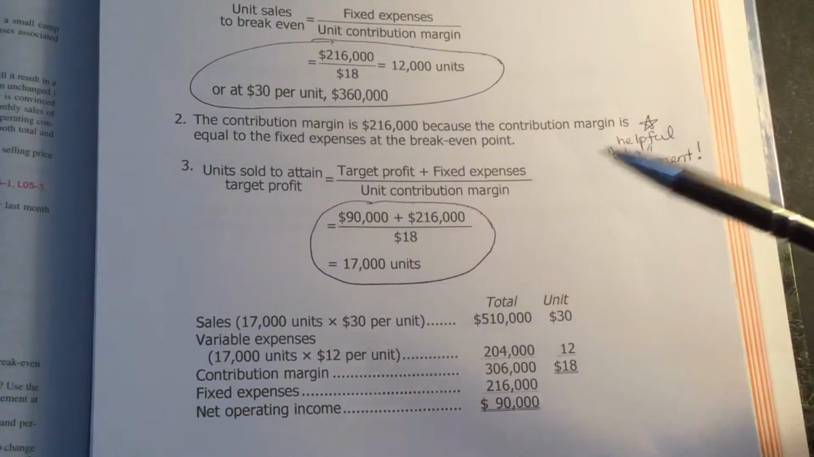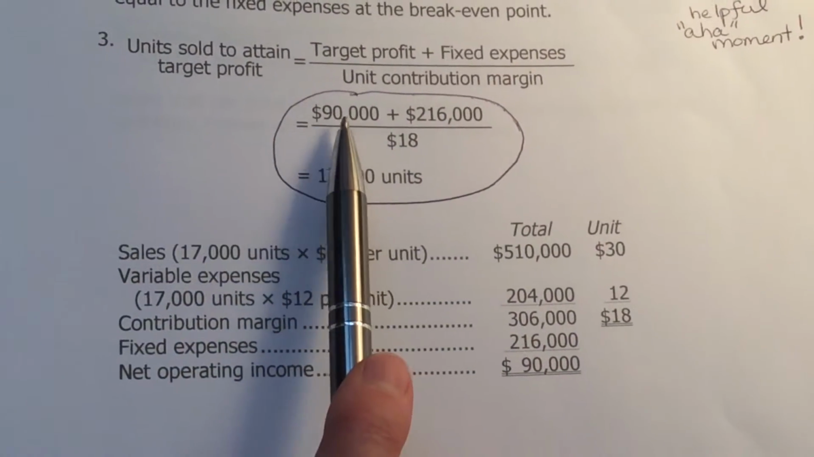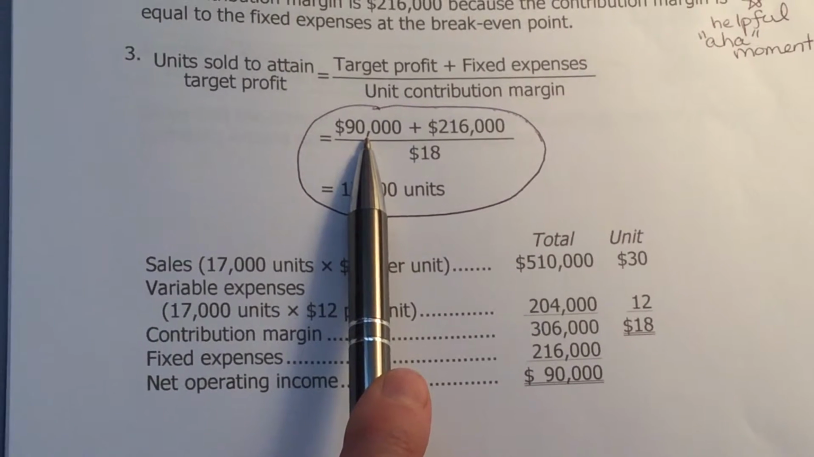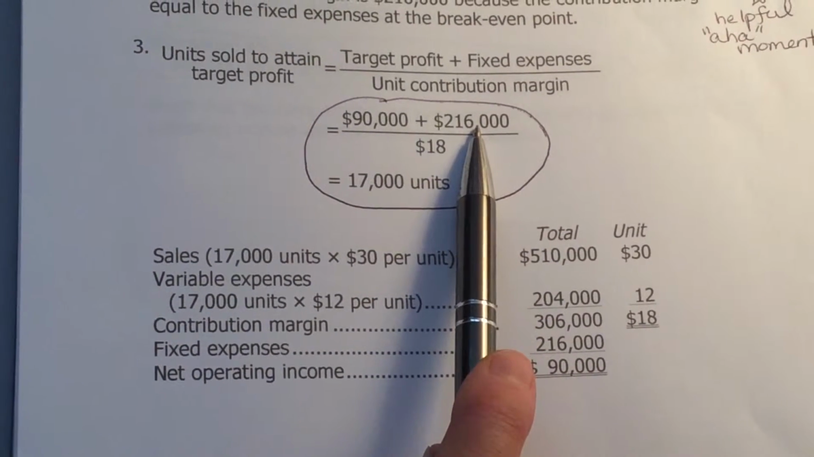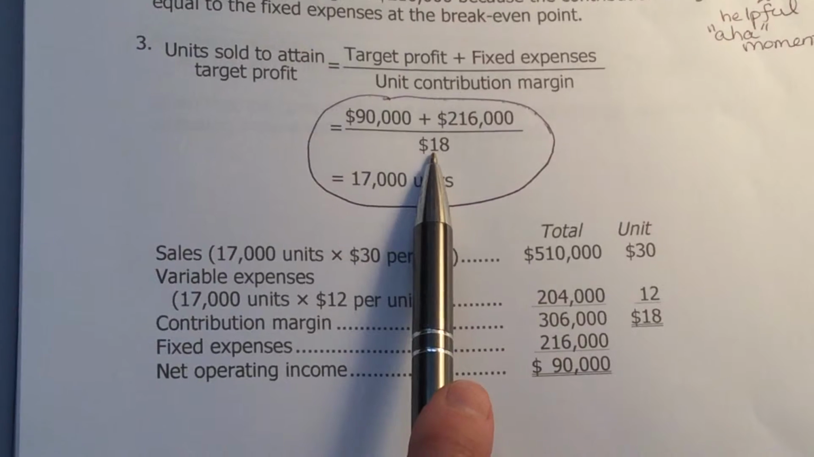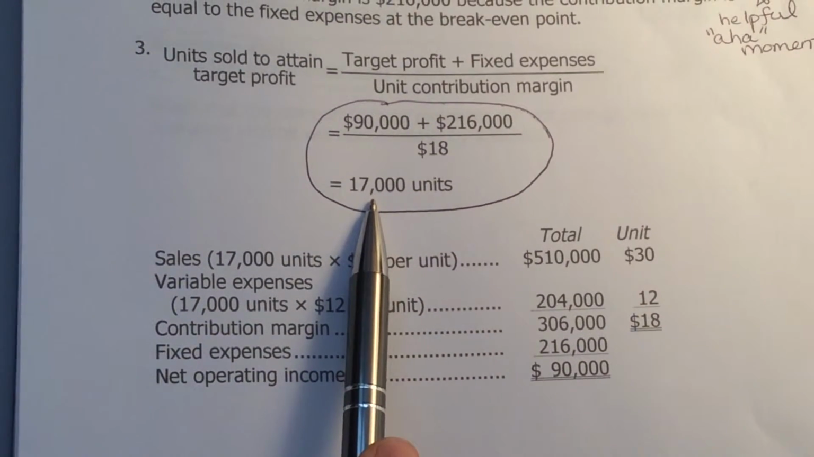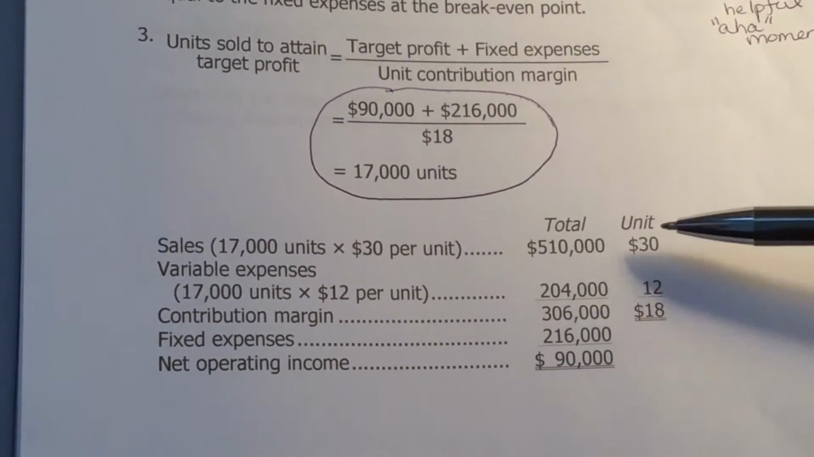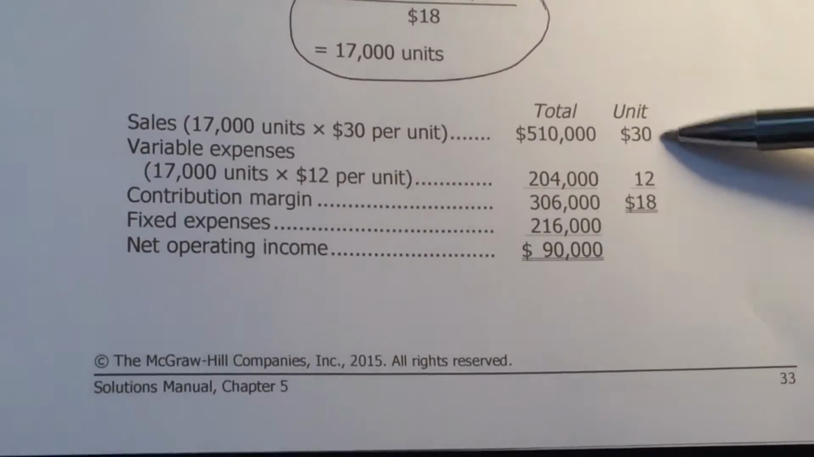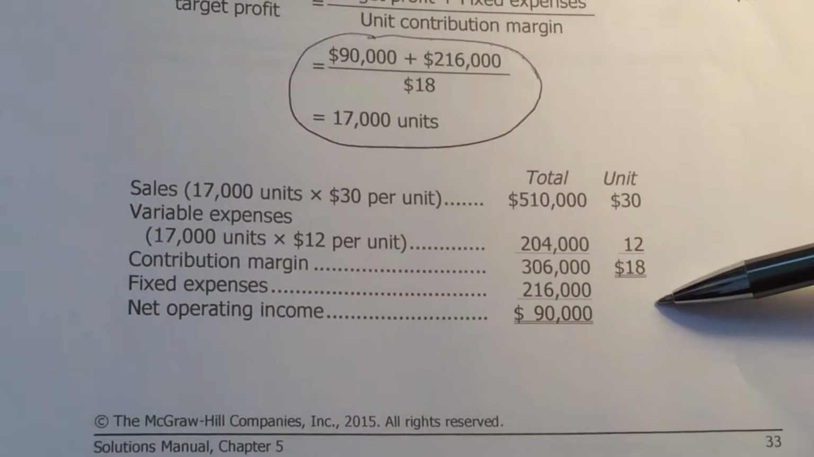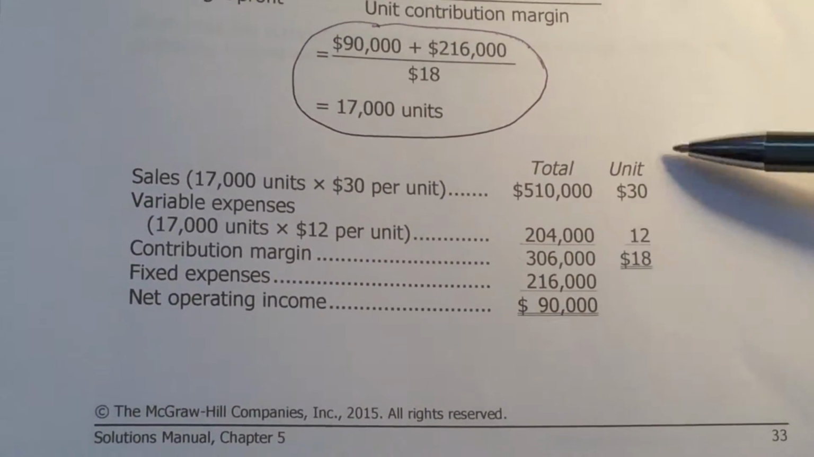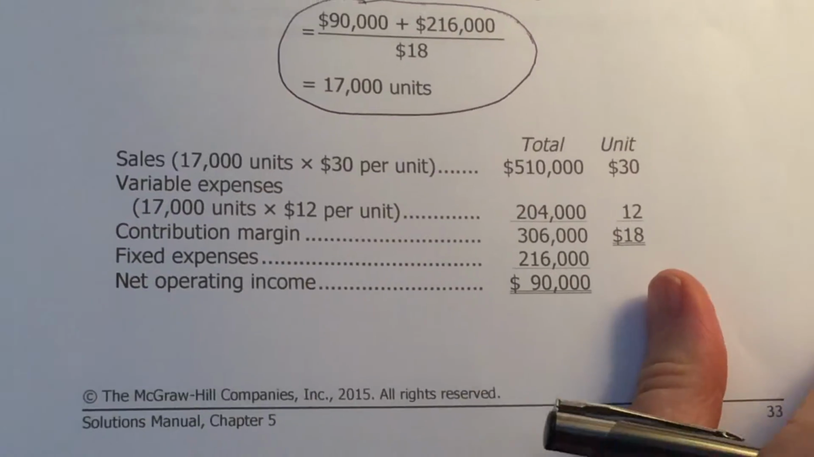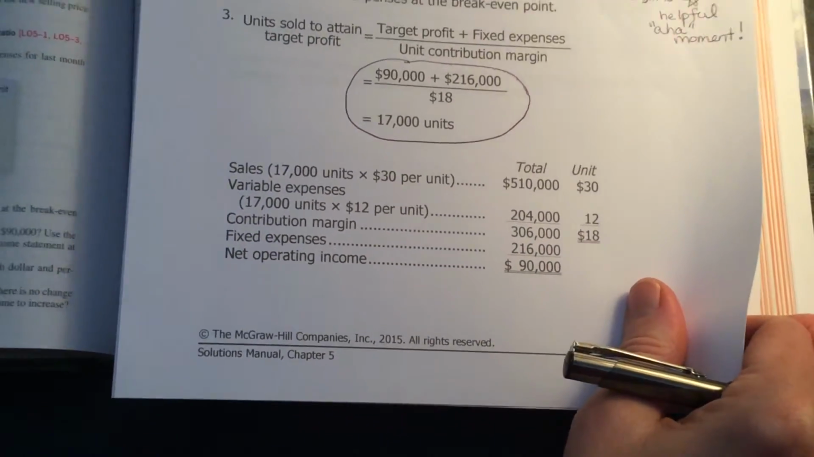All right, now we want to make a target profit. So here in number 3, our target profit is $90,000. We have to add that to the fixed cost. We're still going to get there 18 bucks at a time. So we need 17,000 units. Your book asks you to verify that by doing an actual contribution margin income statement, which is in your solutions manual. You're welcome to do that if you want to, but you don't have to do that.